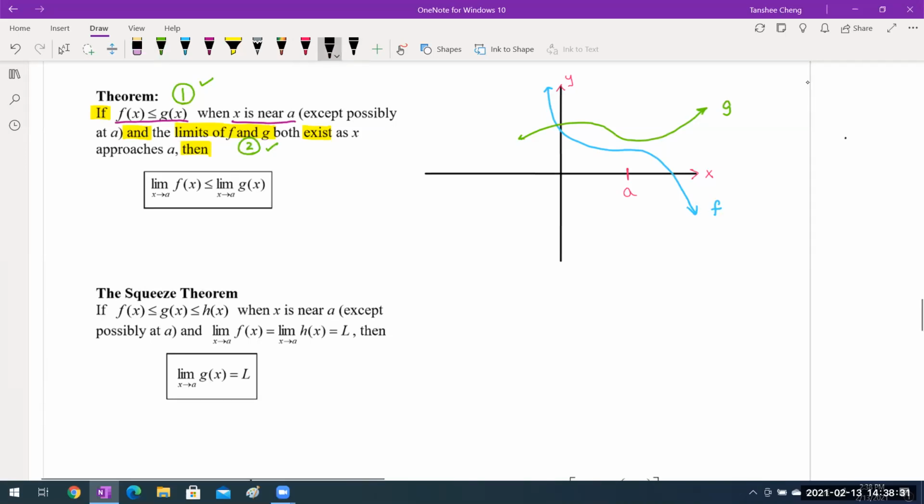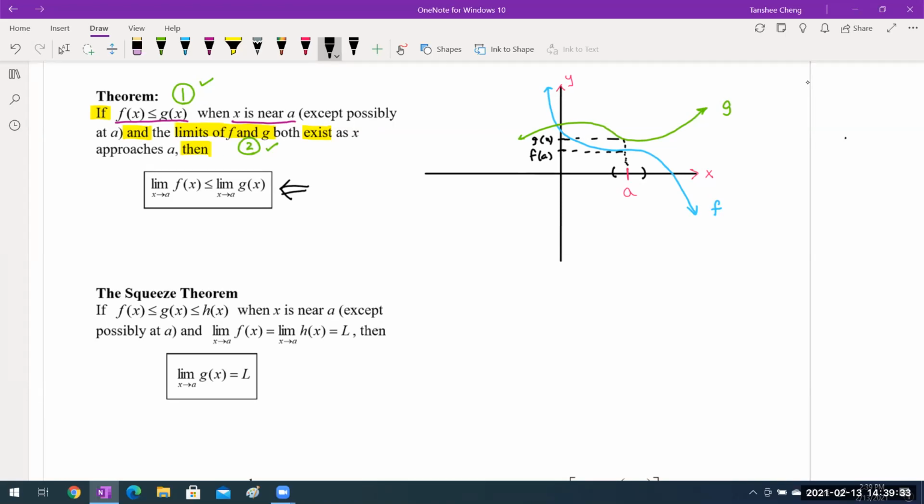So notice that not all the values of f are smaller than g in the entire domain. However, the value of f is smaller than the value of g near where we want to find the limit. So as you can see, around where we want to find the limit, the value of f is smaller than the value of g. This is f of a, and this is g of a. So if those conditions are met, and because this is a polynomial function that I'm drawing, both limits exist. Therefore, I can say that this conclusion is true.